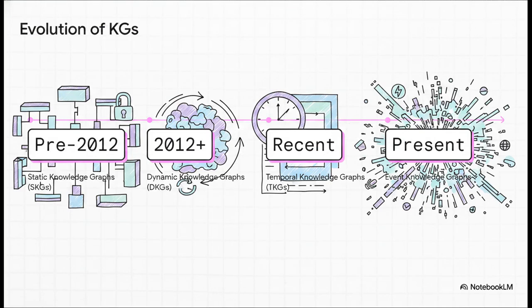And we didn't just stop at basic graphs either. We started out with static knowledge graphs, which were essentially rigid, fixed dictionaries. But real-world knowledge changes, right? So we quickly evolved to dynamic knowledge graphs that constantly update. Then came temporal knowledge graphs, adding the dimension of time, which allows systems to track how facts change throughout history. And today we're pushing into event knowledge graphs, tracking complex, multi-layered events exactly as they unfold in real time.